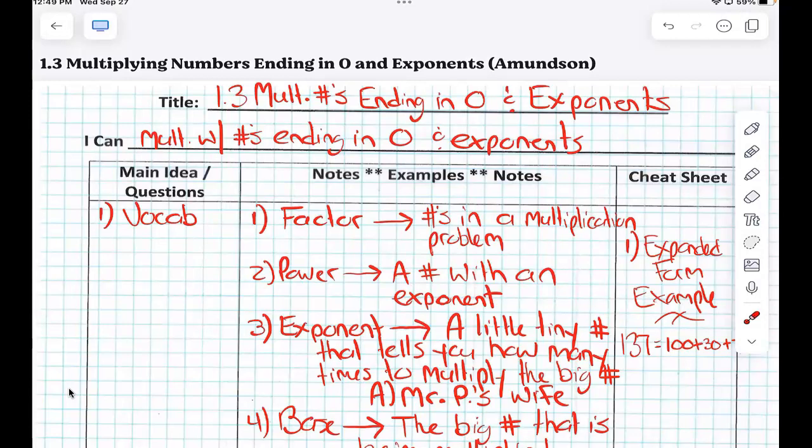Today we're working on 1.3, multiplying numbers ending in 0 and exponents. Can you multiply with numbers ending in 0? Yes. Are you guys pretty good at multiplying with exponents? Yes. All right, here we go.